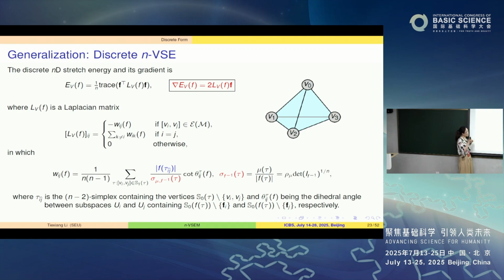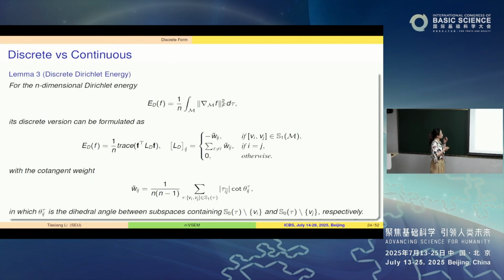But how do we explain the theory of this one? Next, let's see the discrete version and the continuous version. Can they be matched together? We have several lemmas. The first one: let's see the discrete Dirichlet energy.